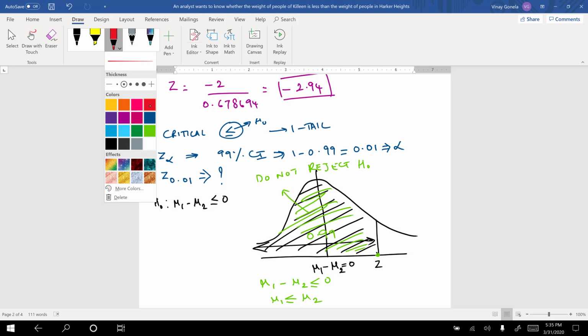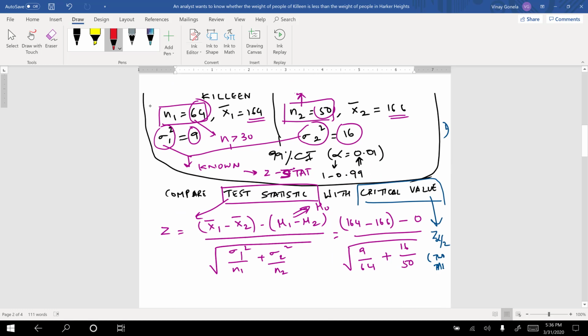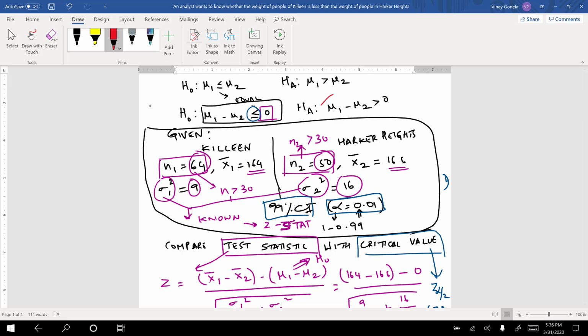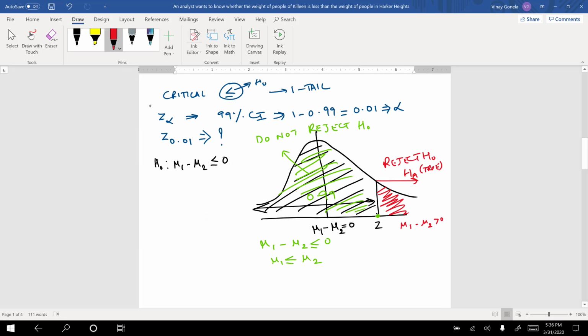this area is reject H null. So when I reject H null, H alternative becomes true. That means mu1 minus mu2 is greater than 0. So our H alternative is mu1 minus mu2 greater than 0. This means mu1 is greater than mu2. That means Killeen's weight is greater than Harker Heights' weight.